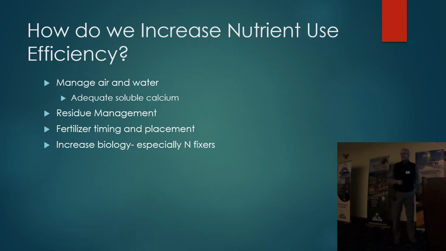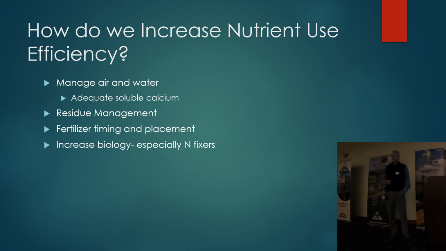So, what do we do in light of the high input prices? We want to increase our nutrient use efficiency. So things we talked about earlier, managing air and water in the soil. That's still number one. That gives an environment for the microbes to work in. That will do more than anything to improve your nutrient use efficiency.